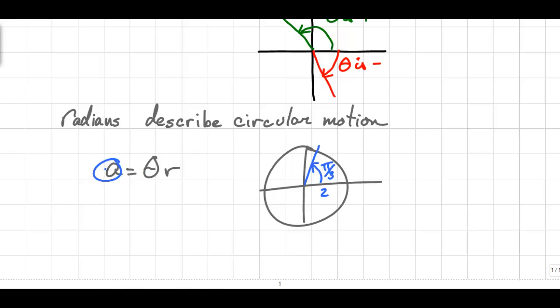then my arc length is going to be equal to pi over 3 times 2, or 2 pi over 3. That's an exact form for the arc length, and of course I could plug that into my calculator as well and get, well, let's see, what would that be? That would be approximately 2.09. Okay, I don't need to write the word radians, it's understood.